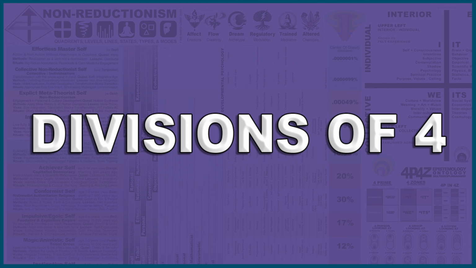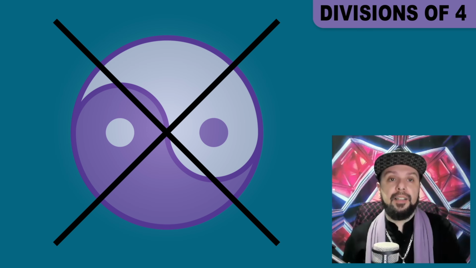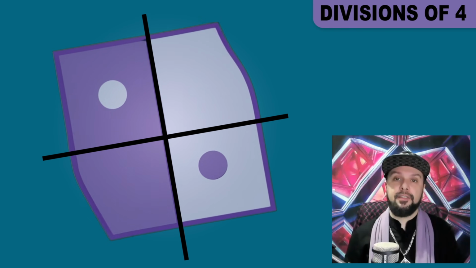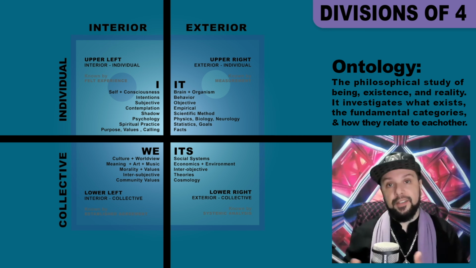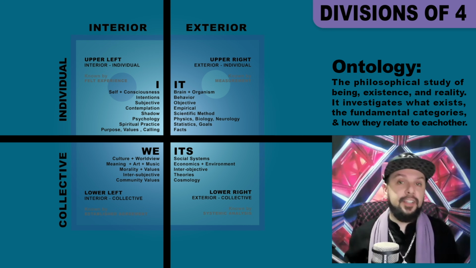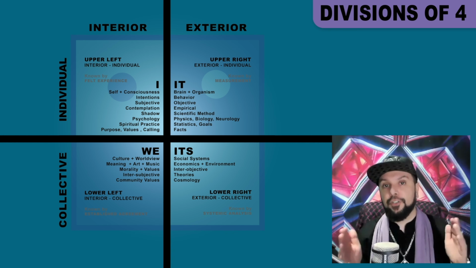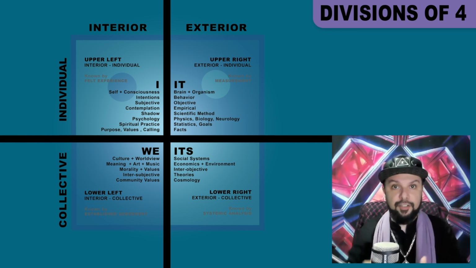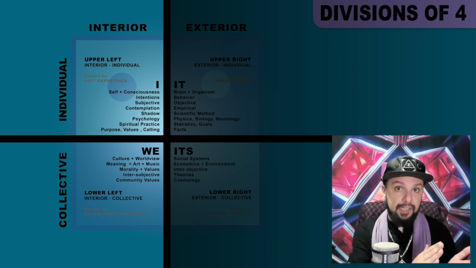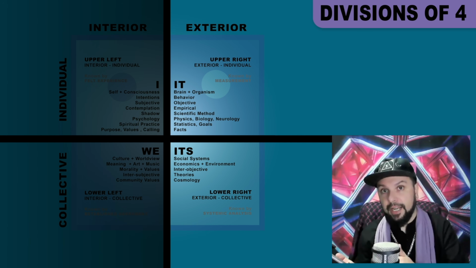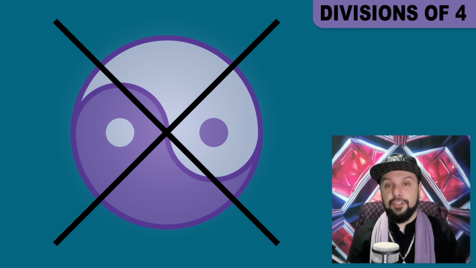The first thing that I'm going to talk about today is actually going to be divisions of 4. The reason why is because quadrants is basically a version of divisions of 4. It's divisions of 4 applied to reality, or to ontology, to aspects of reality. So divisions of 4 is basically duality within duality. Or you take 2 related dualities and put them against each other. So for example, in quadrants, which we'll talk about later, there's interior aspects of reality, exterior aspects of reality, individuals and collectives.